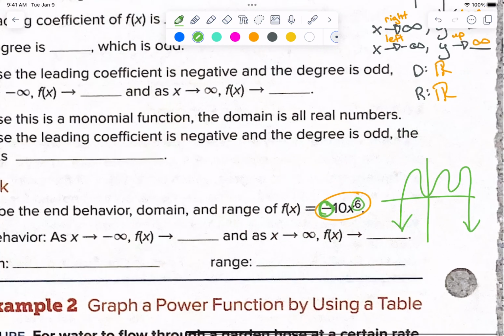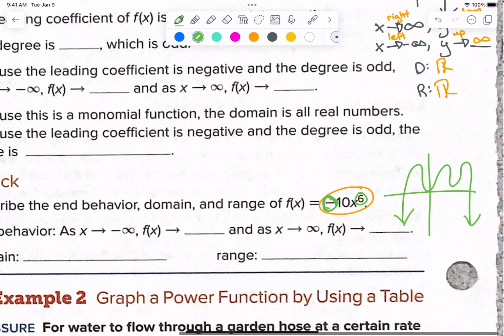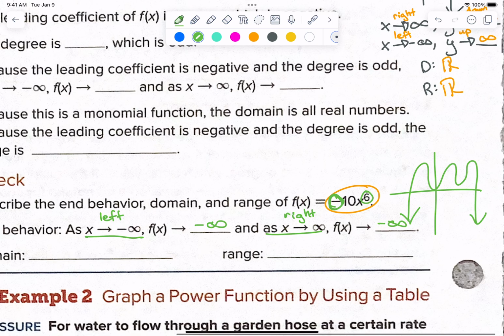Okay, so as x goes to infinity, let's fill this in. As x goes to negative infinity, on the left side, what's he doing? Negative infinity. On the right side, what's he doing? He's going negative infinity. Okay, what's the domain?